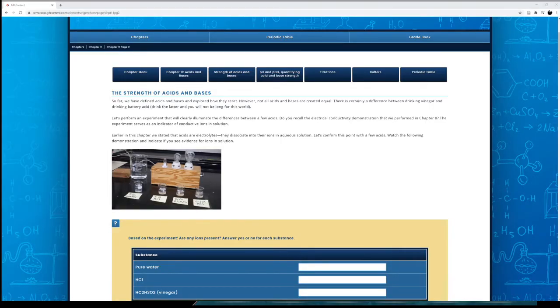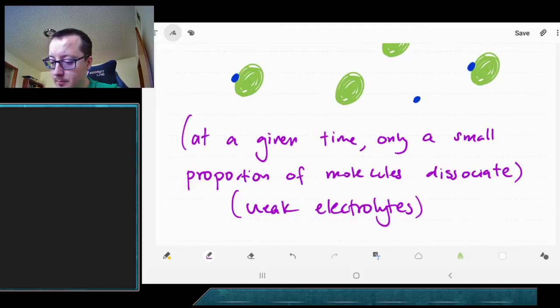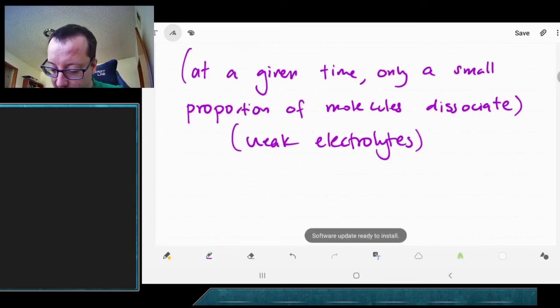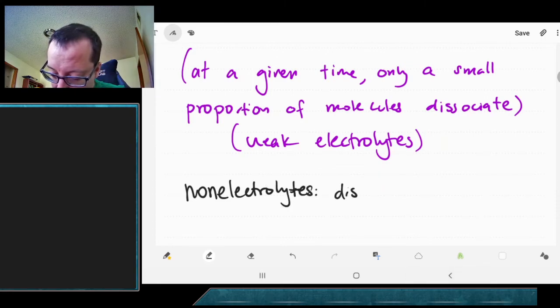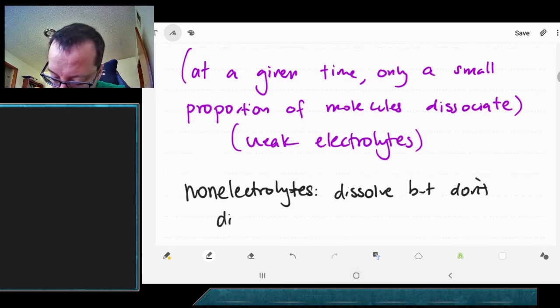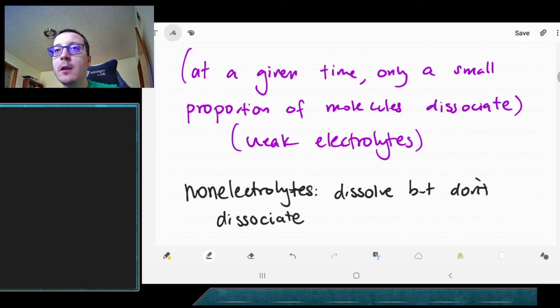Okay? And so we see that these will only weakly conduct electricity as a result, because they're only a little bit broken apart. All right, and then we have the last group of substances, which we call non-electrolytes. These will dissolve, but don't dissociate. So they do not break apart at all when we put them in solution.